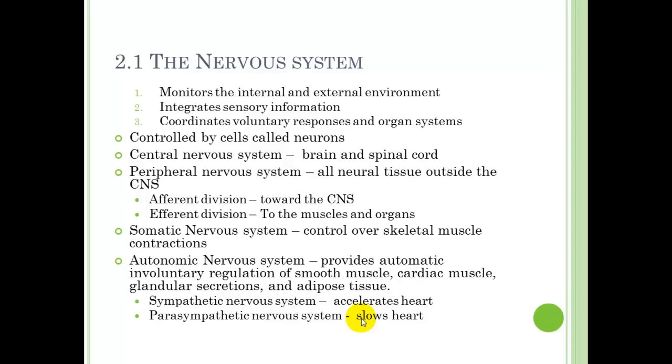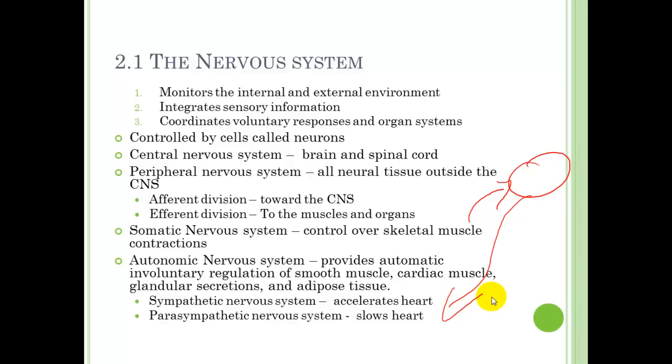And the central nervous system pretty much consists of the brain and spinal cord. The peripheral nervous system is all neural tissue outside of the CNS. So anything outside of the brain or spinal column is considered peripheral nervous system. And there are two divisions of this peripheral nervous system. There is afferent, which means towards. So brain here, afferent would be towards. And there's efferent, and this would be out towards the muscles, or out of, or exit.